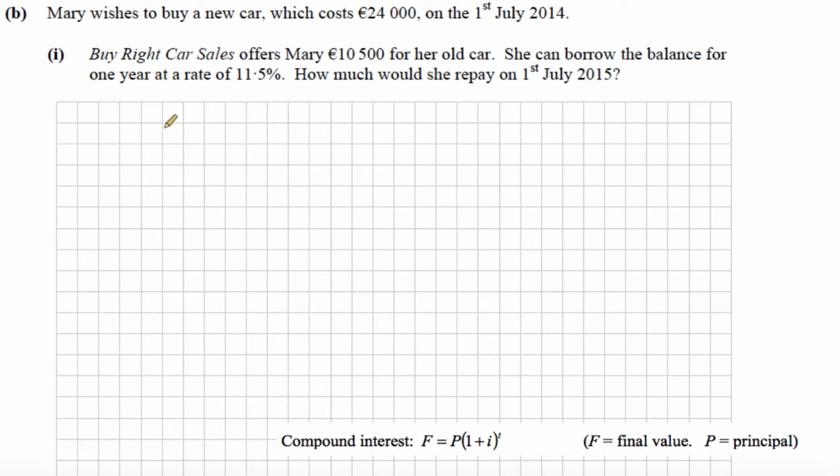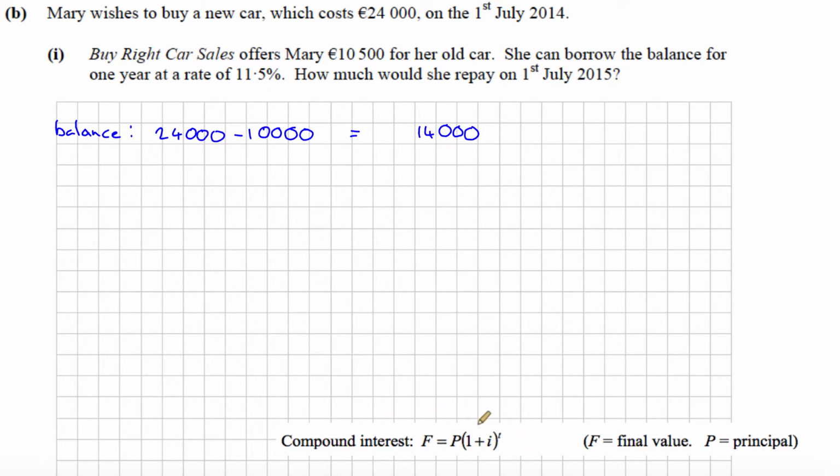Okay, well, first of all, the car costs 24 grand, but she's getting 10 grand for her old car. So let's find the difference there. That's 14 grand. Okay, so she's going to borrow this, which is the balance. So the balance is 14 grand. She borrows that for 1 year at a rate of 11.5%. How much would she repay 1 year later?